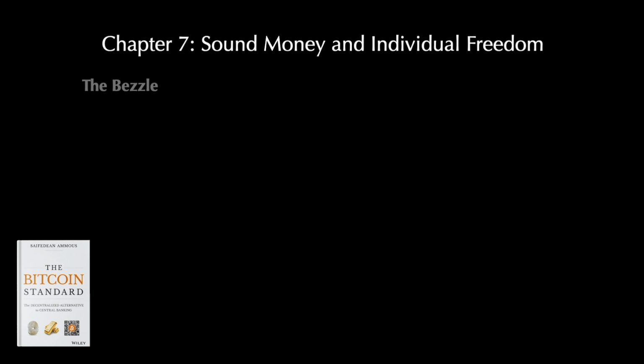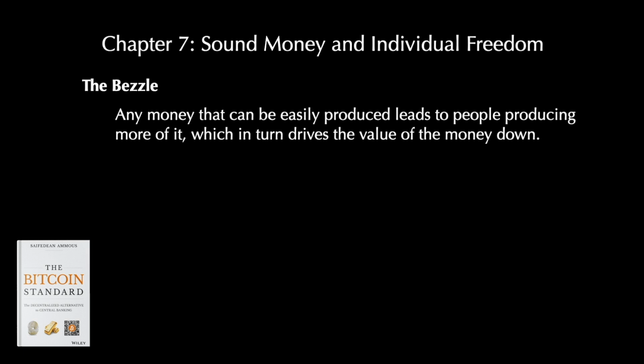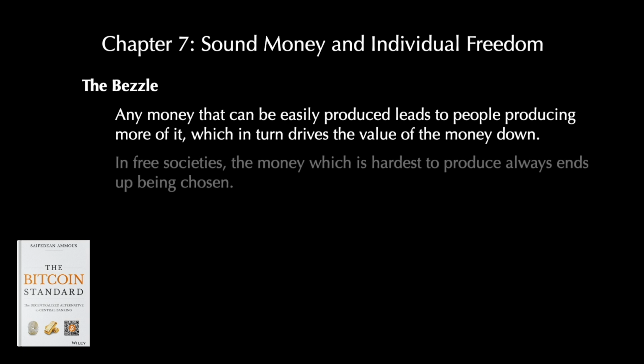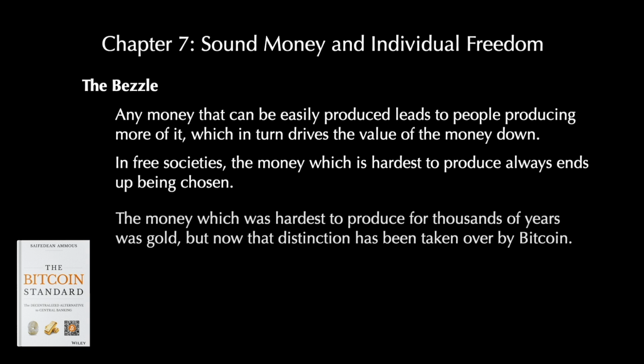Any money that can be easily produced leads to people producing more of it, which in turn drives the value of the money down. There is no societal benefit from increasing the money supply. In free societies, the money which is hardest to produce always ends up being chosen for this reason. The money which was hardest to produce for thousands of years was gold, but now that distinction has been taken over by Bitcoin, which is the first and only provably scarce thing in the world.